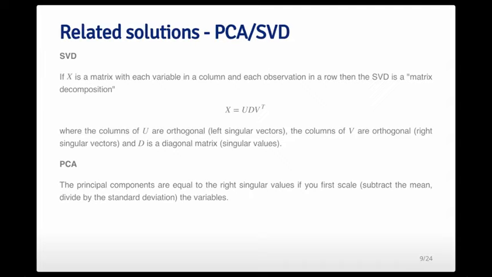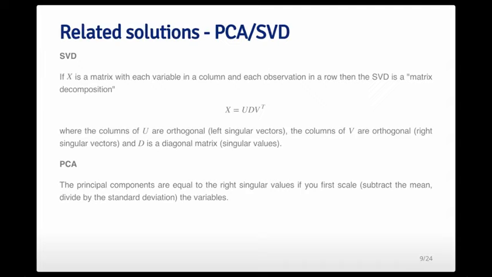Then, if you have a matrix X formatted in this way, the singular value decomposition, or the SVD, is a matrix decomposition which decomposes the original matrix into three separate matrices. One is called U, one is called D, and the other is called V. The columns of U are orthogonal, so they're independent of each other. They're called the left singular vectors, and the columns of V are also orthogonal, and they're called the right singular vectors. And then D is a diagonal matrix which contains the singular values. So that's the basic idea of the singular value decomposition. I'll talk about these components a little bit later on.